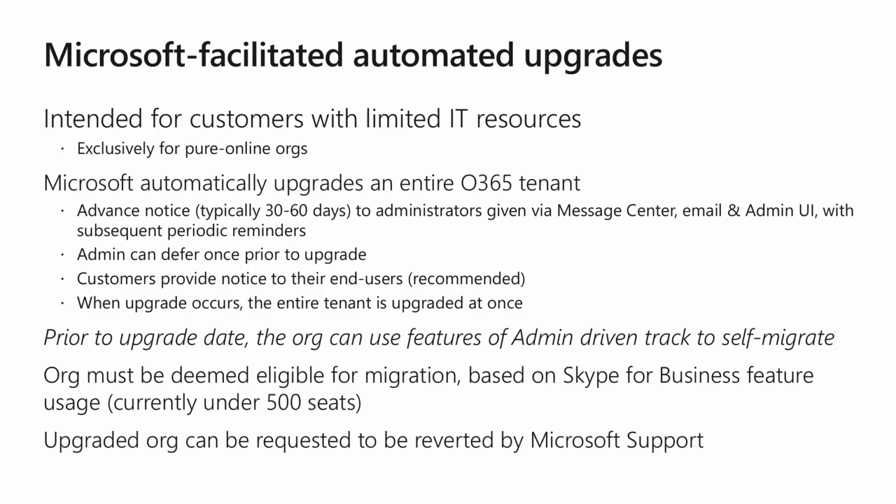Advance notice is given out to administrators via message center, via email, as well as via the admin UI, with subsequent periodic reminders. The intent here is that this is something that will occur for smaller organizations, typically under 500 seats in size, that have been deemed eligible for this upgrade process. And the eligibility is determined by engineering using a number of factors, not just simply the size of the organization, but also the types of features and functions that we currently have available in Teams compared to the usage of various features and functions in Skype for Business Online.